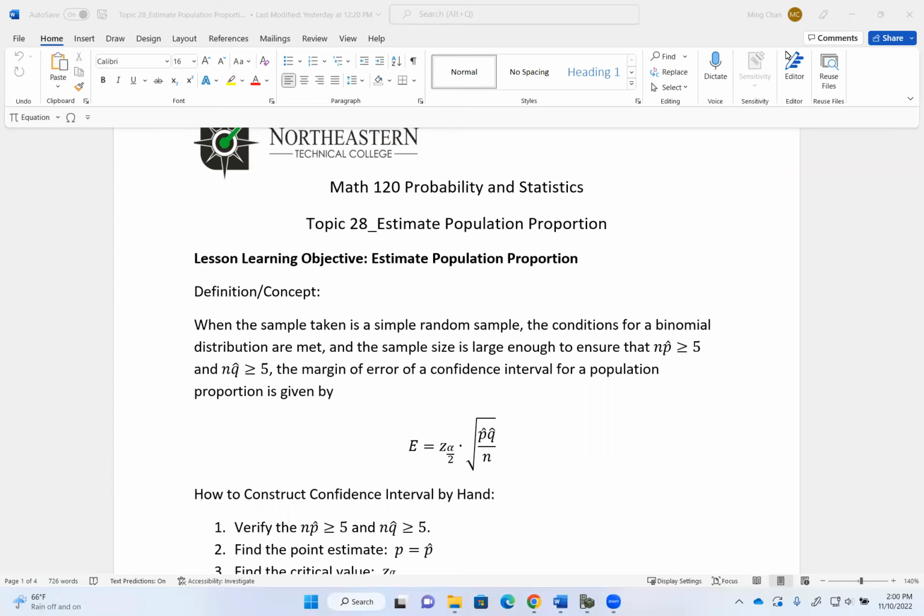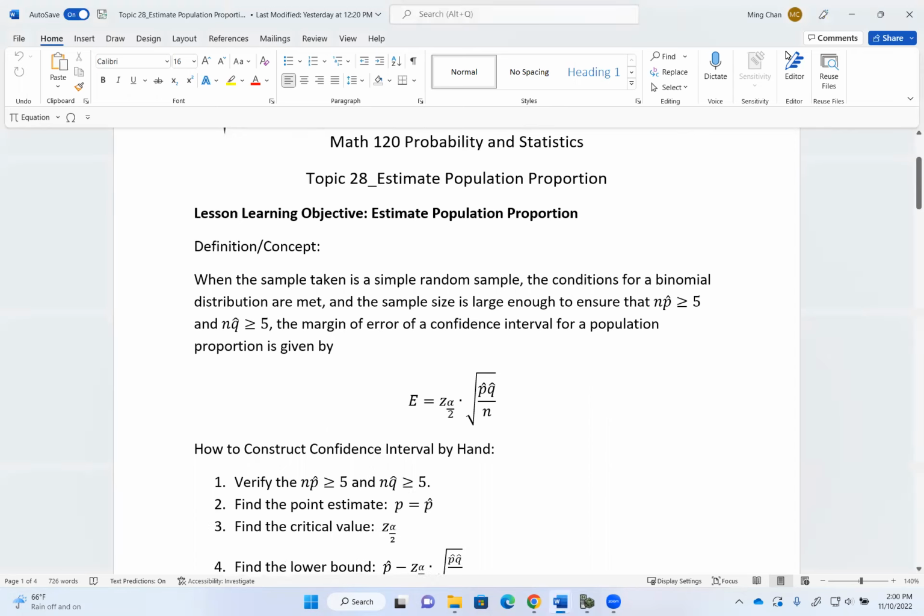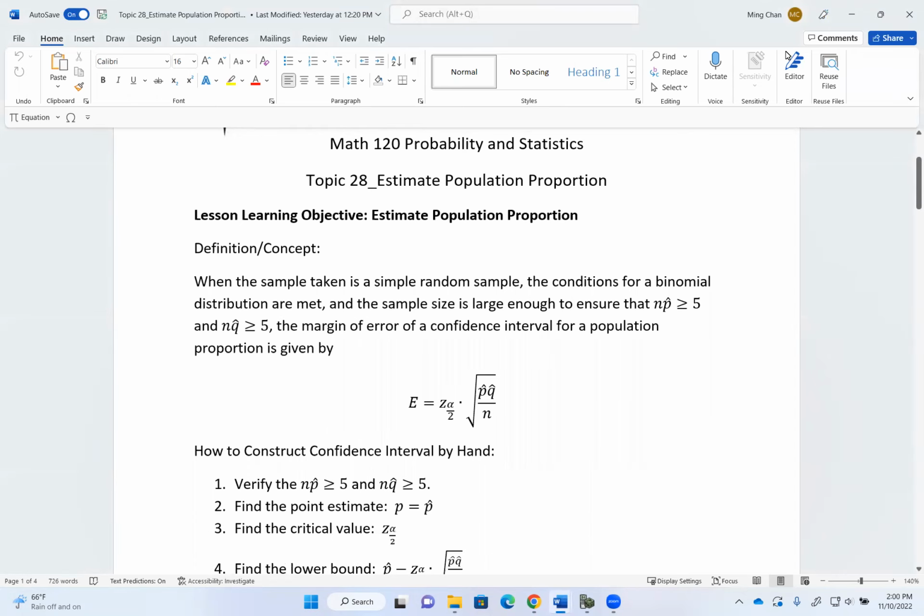Hey everybody, welcome to topic 28. In this video, I'm going to show you how to estimate population proportion. All right, so this is very similar to what we did in the previous estimation of the mean as well.